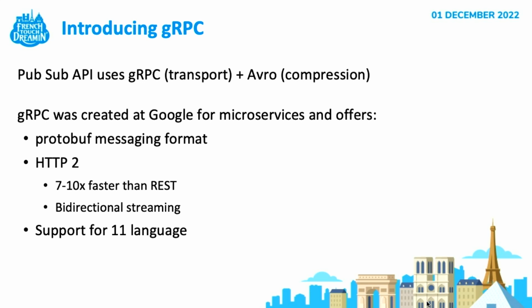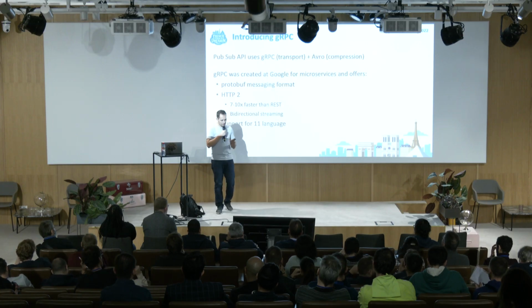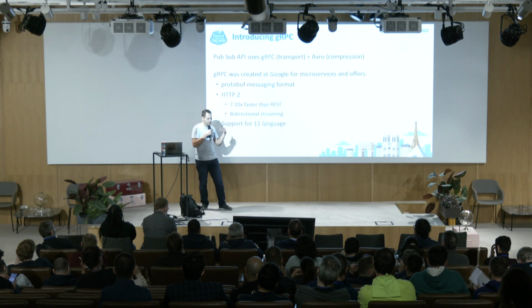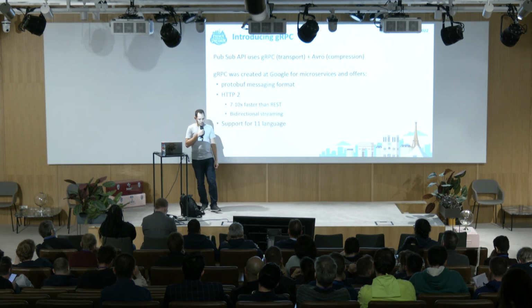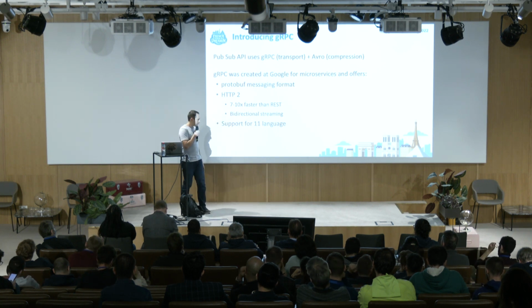So Python, Node.js, Java, whatever technology you can think of, 11 of them have their own native clients for gRPC, so it's really good news.